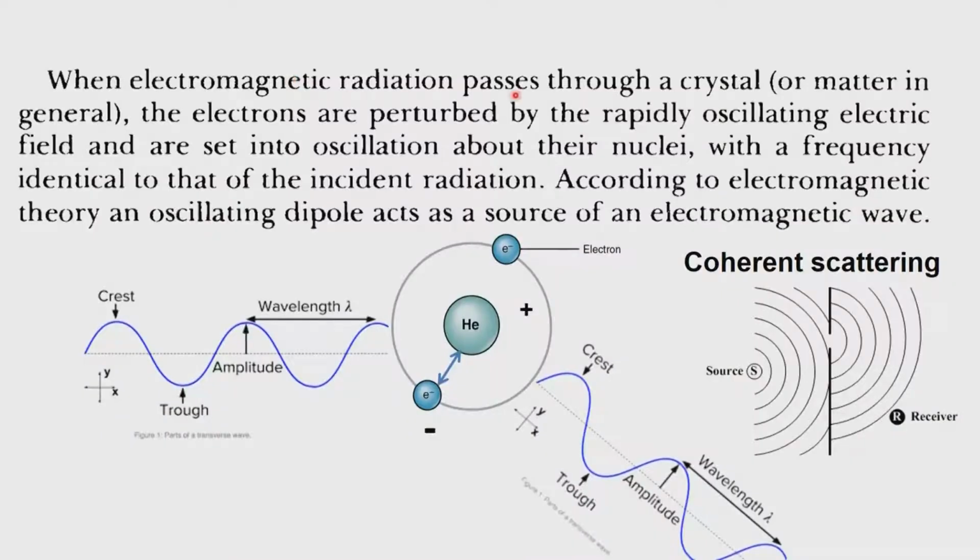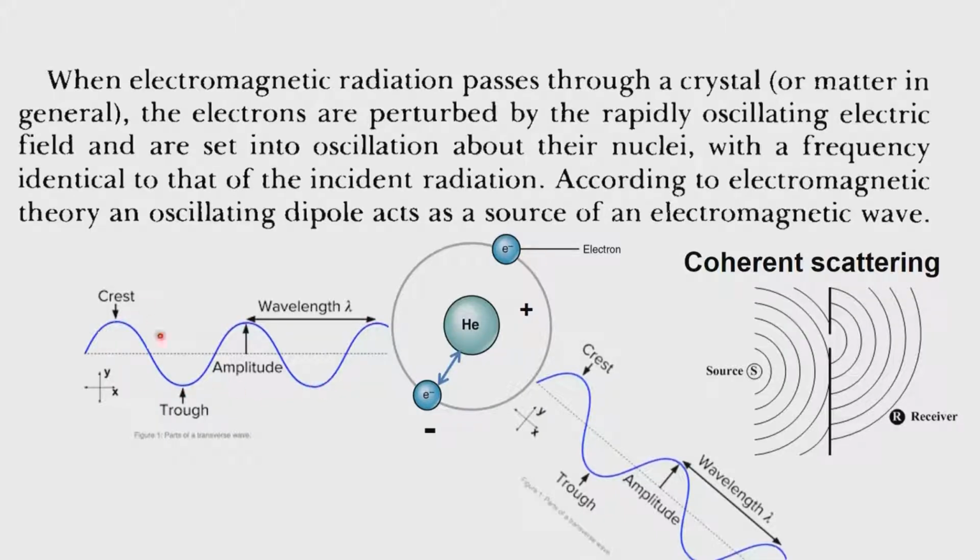So, what we therefore say is that when electromagnetic radiation passes through a crystal, the electrons are perturbed by the rapidly oscillating electric field. So, here is a wave. The wave, as we know, can be characterized in terms of its amplitude, and this angle at which it starts is referred to as the phase angle. The wavelength associated with the wave is given by lambda, and that is the distance from the crest to the next crest. It is also equal to the distance between the trough and the trough.